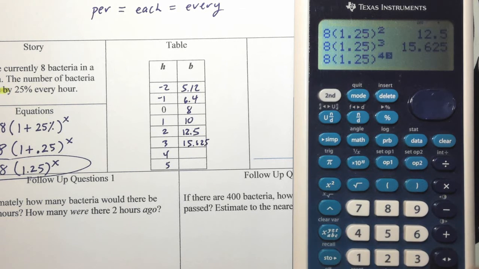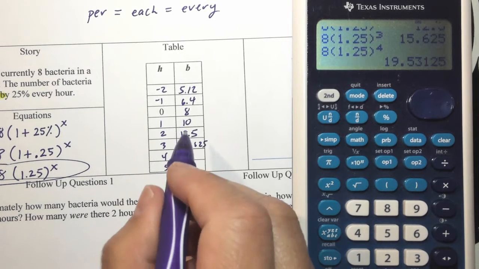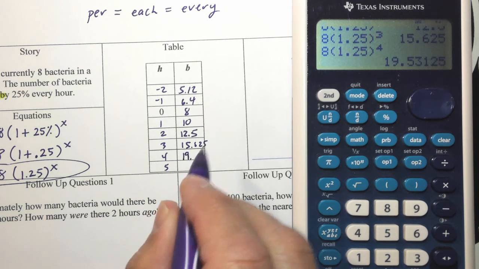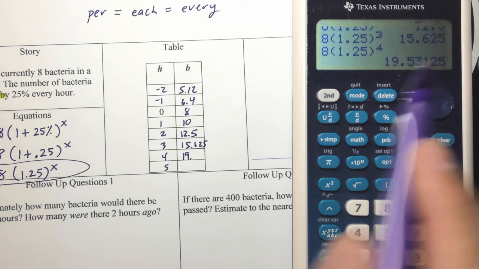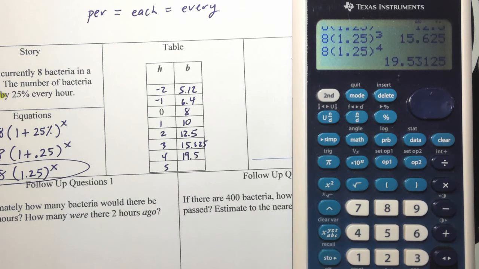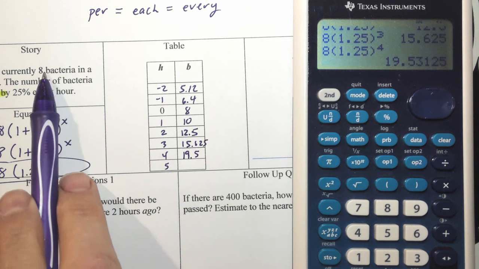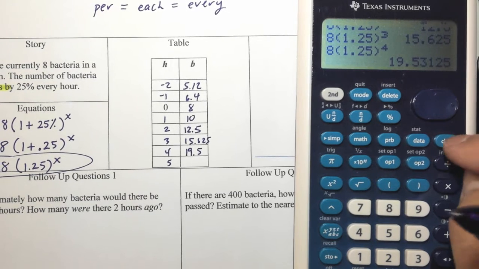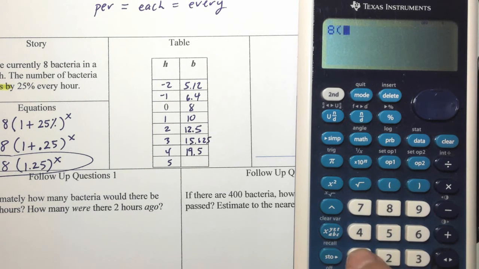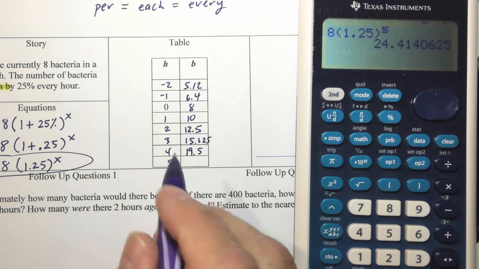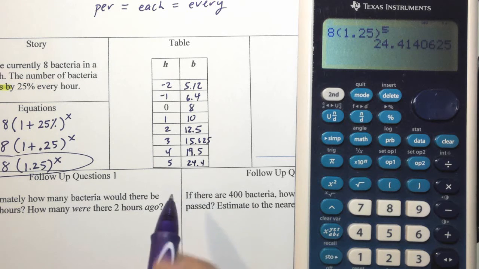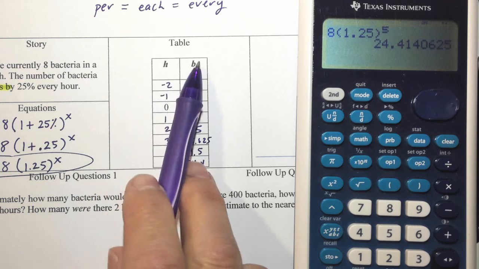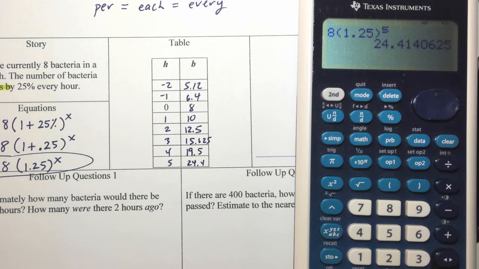To the power of 4. Actually, there might be some tests. There are very precise tests. I'm not going to write all those numbers. That may be able to detect minute amounts of bacteria or steroids in your system. How do I know this? You don't want to know why I know this. To the power of 5. 24.4. So after 5 hours, remember H stands for hours, B stands for bacteria, there are 24.4 million bacteria, whatever.